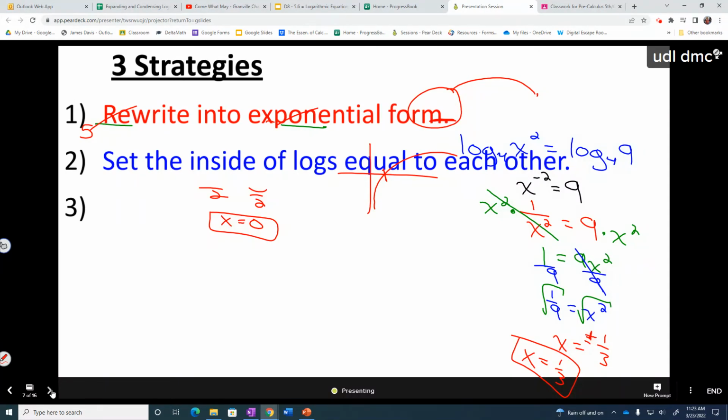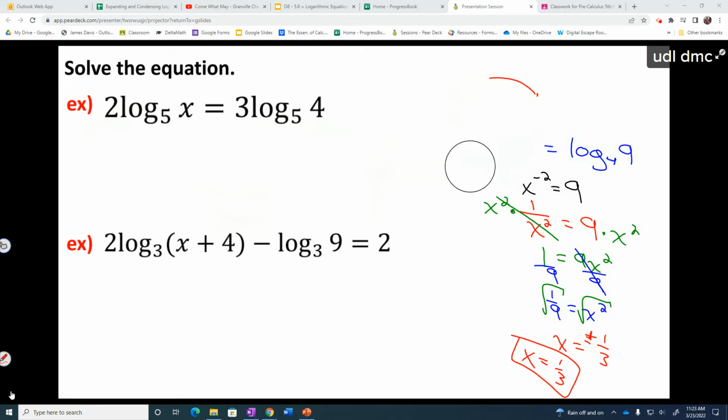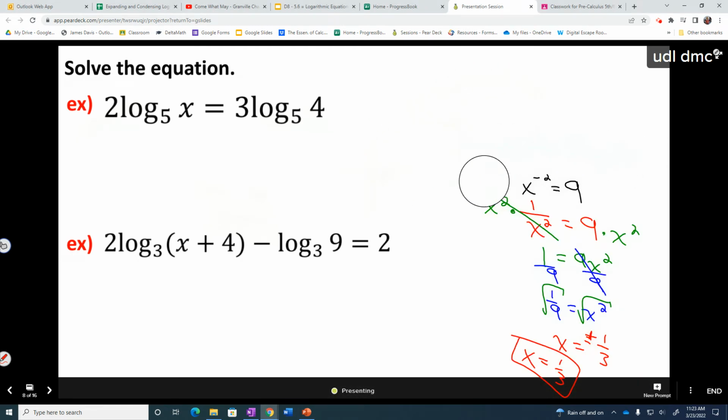All right, now we'll get to the last one here. Sorry, never mind. We've got a little bit more of this one first. One more of this. Here's our last rule.